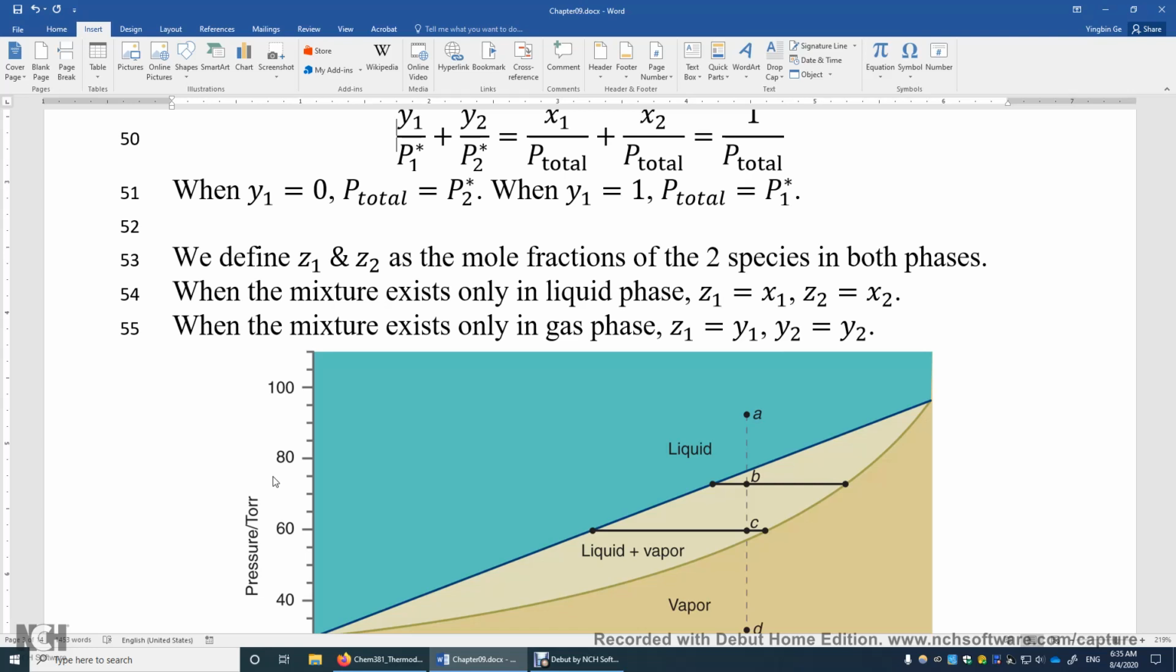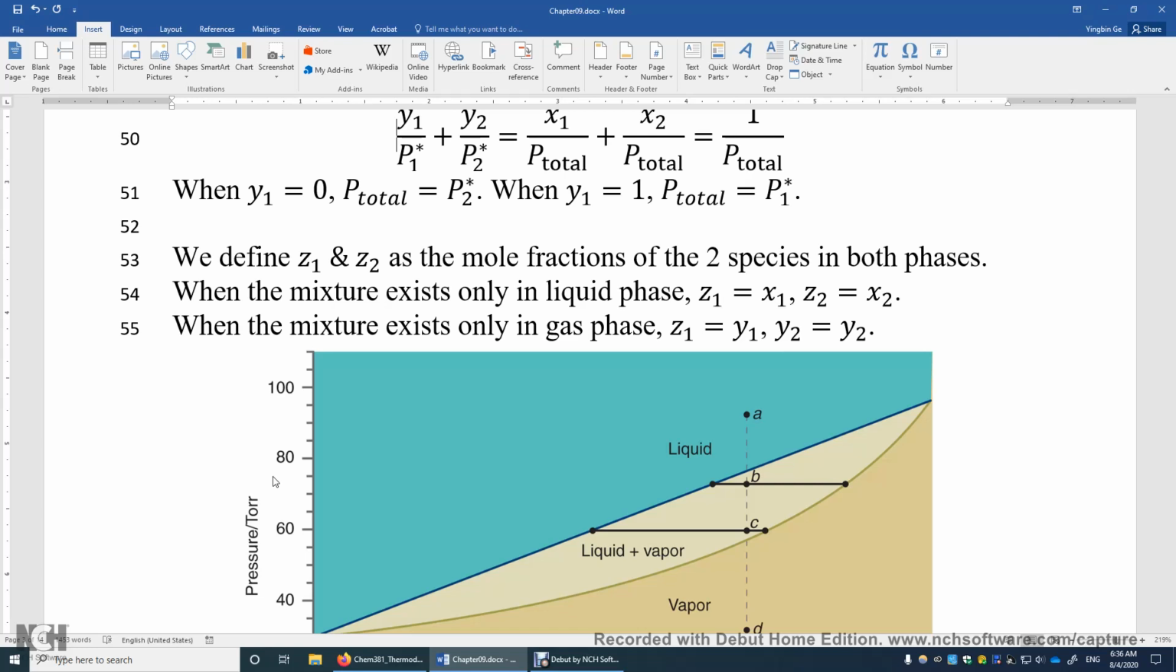In the numerical example, X of A is 0.5, Y of A is 0.9, and Z of A is in the middle, 0.7. Same for B: Z of B is between X of B and Y of B. But it does not have to be right in the middle. In my example, I intentionally gave you just 10 moles of liquid and 10 moles of gas, just for simplicity.